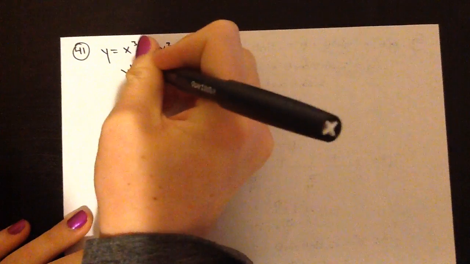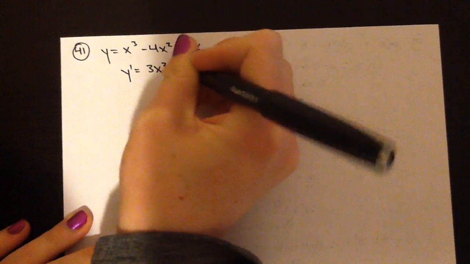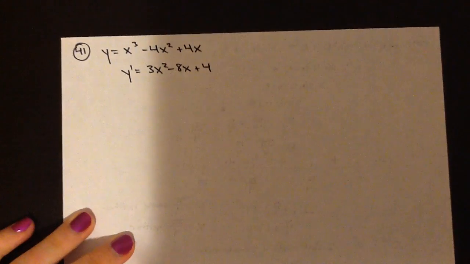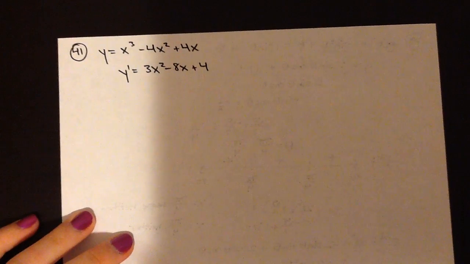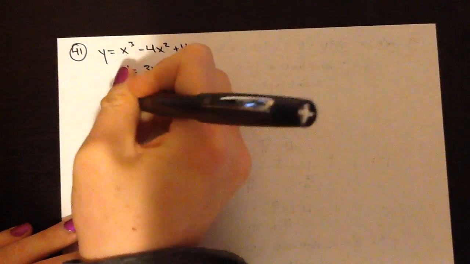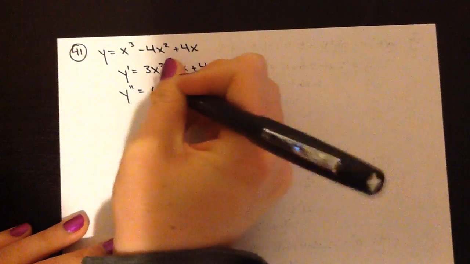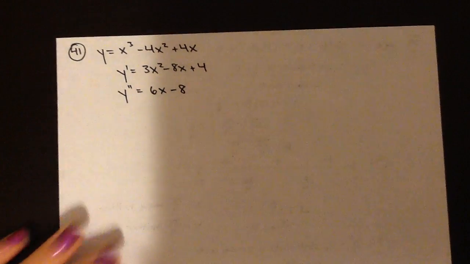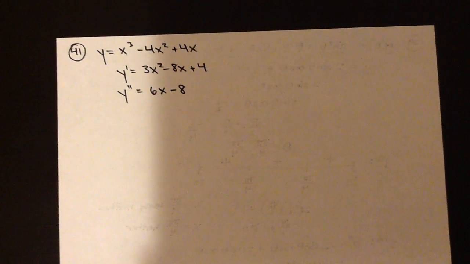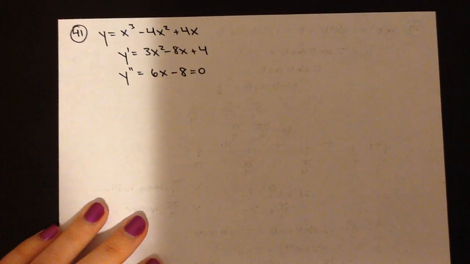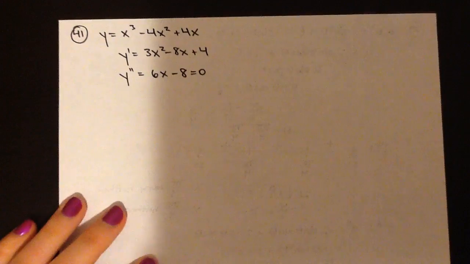So y prime, and then I need y double prime. And now this is actually the same function that I had in number 25. So we've got the second derivative for this already, but we are just going to show the work one more time. So that is our second derivative. Inflection points happen when the second derivative changes sign. So I start by either setting it equal to 0 or where it's undefined, but since this is a polynomial, it's never undefined.